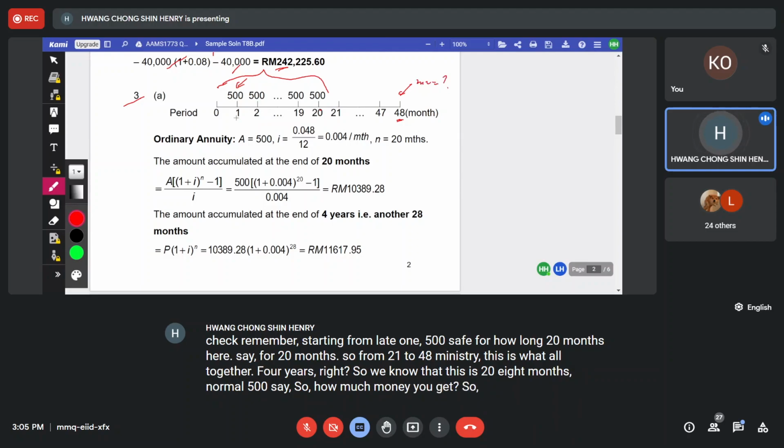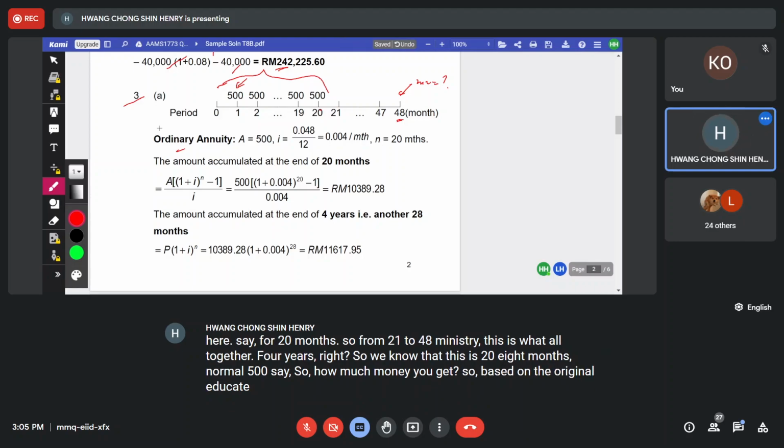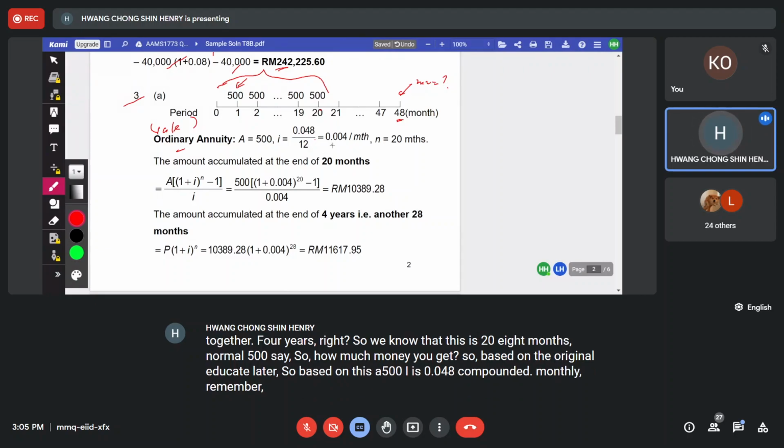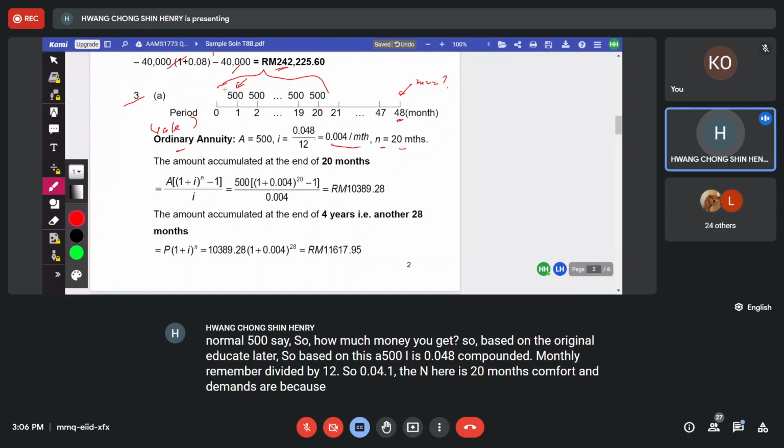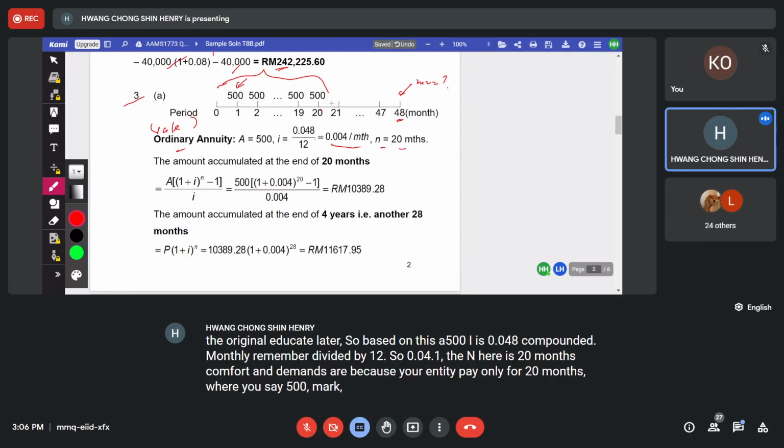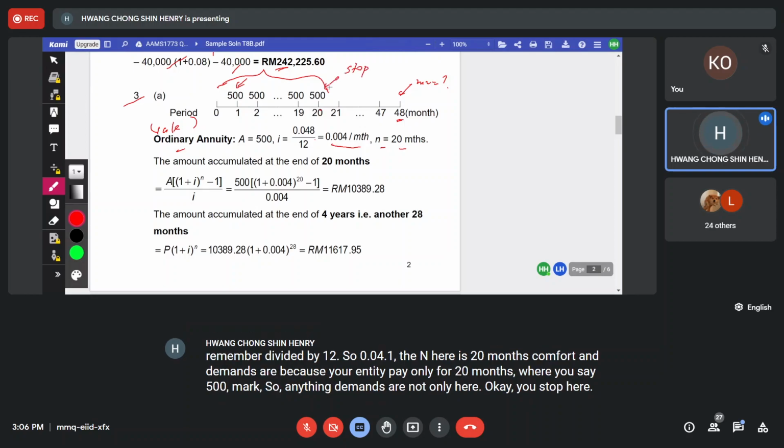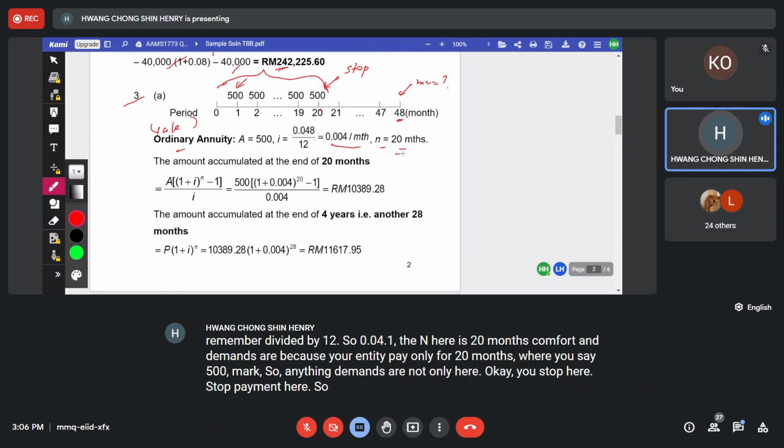So based on the ordinary annuity, the late annuity, based on this A is 500, i is 0.048 compounded monthly, remember? Divided by 12, so 0.004 per month. The N here is 20 months. Count for 20 months, because your annuity paid only for 20 months, where you save 500. So N is 20 months, not 48. Okay, you stop payment here. So you must count N as 20.